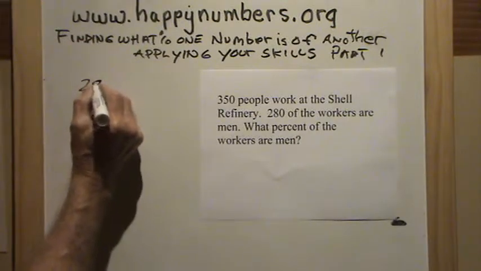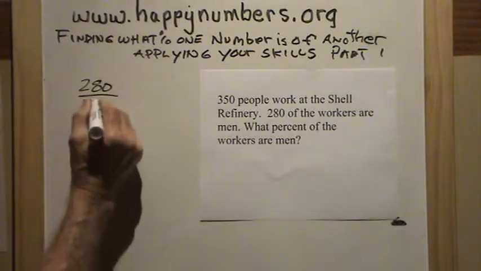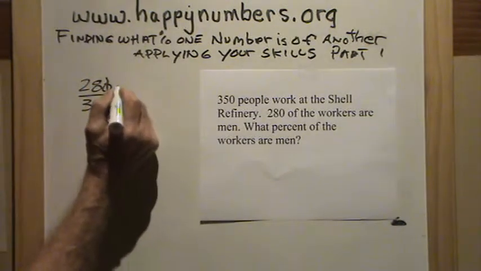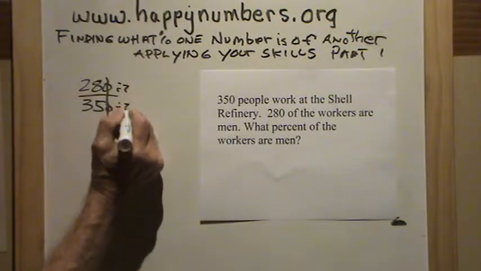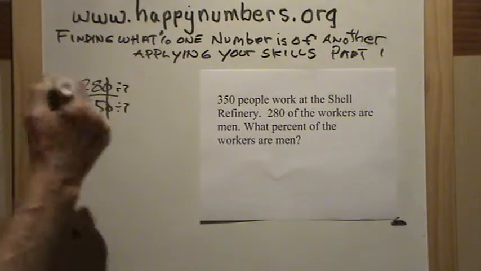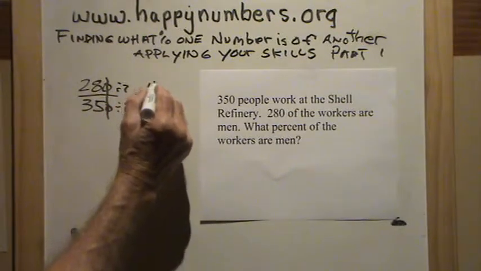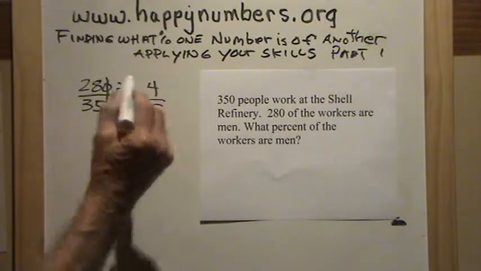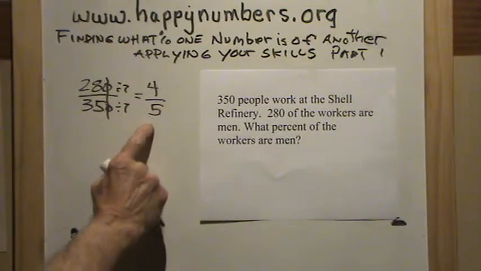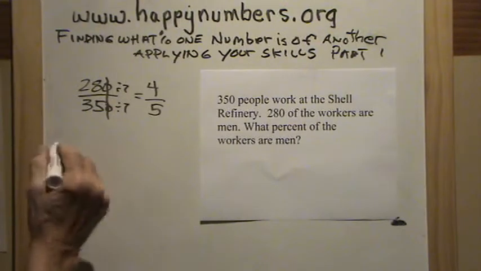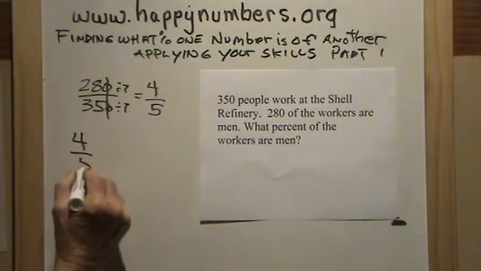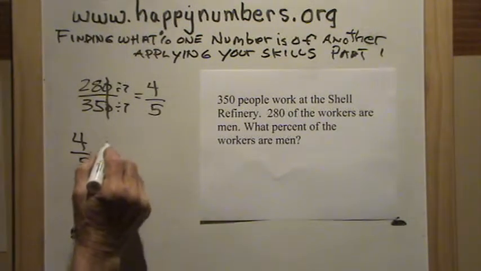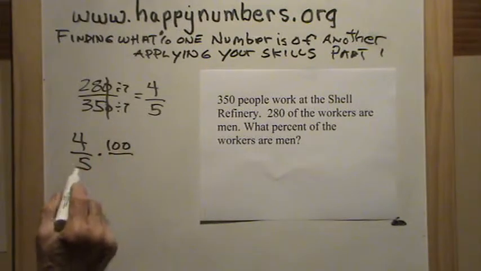So 280 over 350. We know we can cross these zeros out. I think we can divide by 7 and divide by 7. 7 goes into 28 4 times. 7 goes into 35 5 times. So now I have the fraction 4/5. And since 5 goes evenly into 100, you know what I'm going to do. I'm going to use the multiply by 100 method.